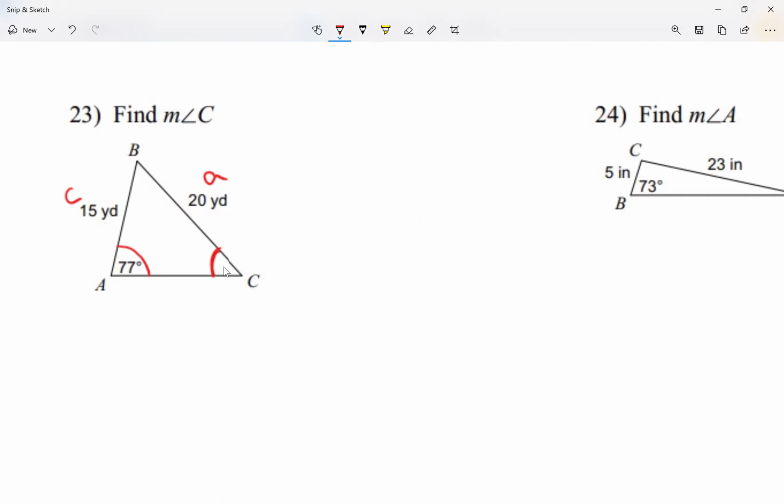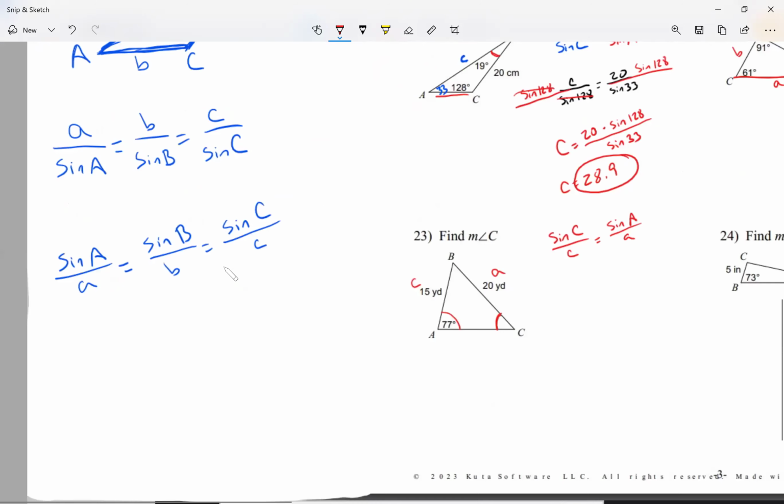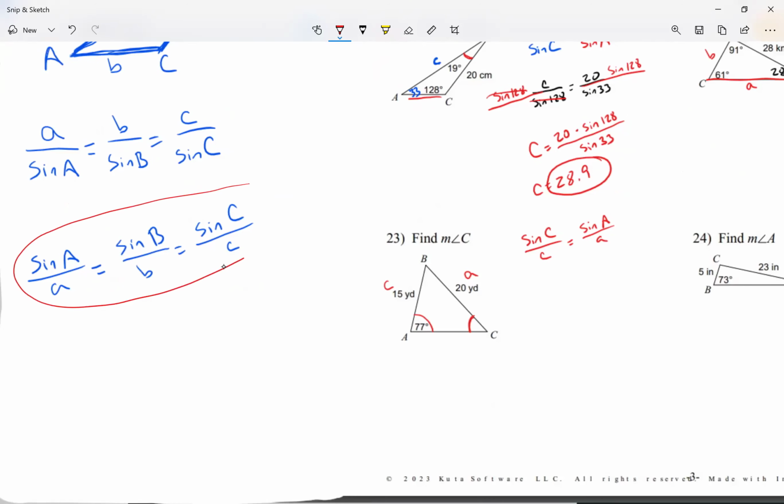And I remembered, I gave you guys the formula that sine of angle C over side C is equal to sine of angle A divided by A. Notice how, because I'm solving for an angle, I have that sine on the top. Remember when I mentioned the ratios earlier? When I'm solving for an angle, I want sine on the top. When I'm solving for a side, I want sine at the bottom.